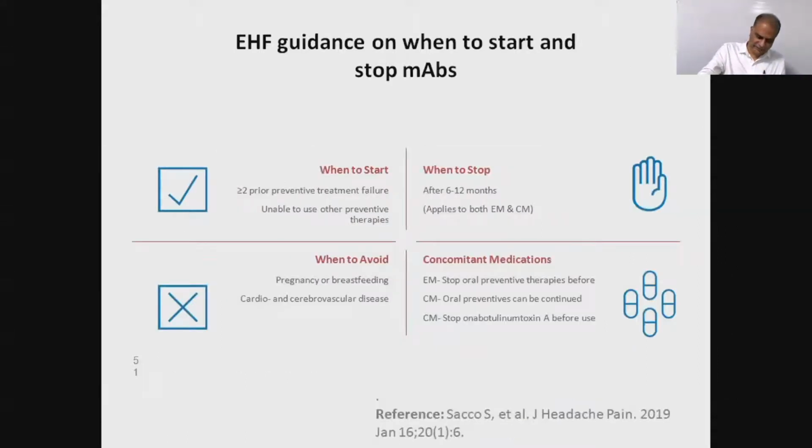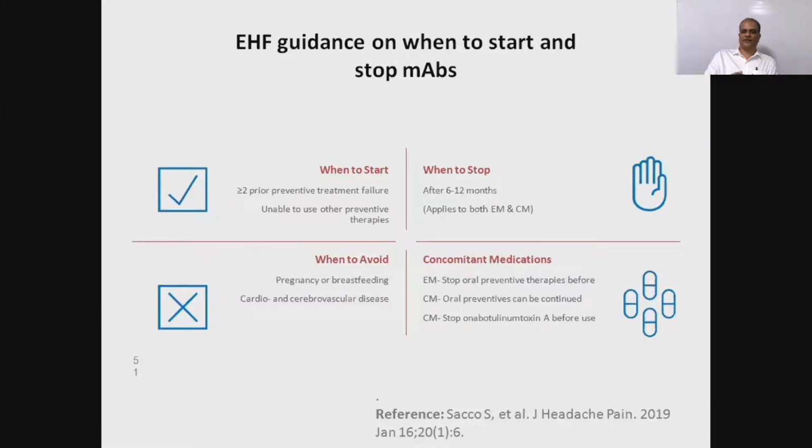Having said that, who are the patients you will be starting if you want to start? If you have at least 2 prior treatment failures, you were given 2 drugs to prevent episodes and that has failed, then you can start this. And also patients who have contraindications, there will be patients who have all sorts of comorbidities like asthma, where you cannot give beta blockers, so those patients also you can try this.